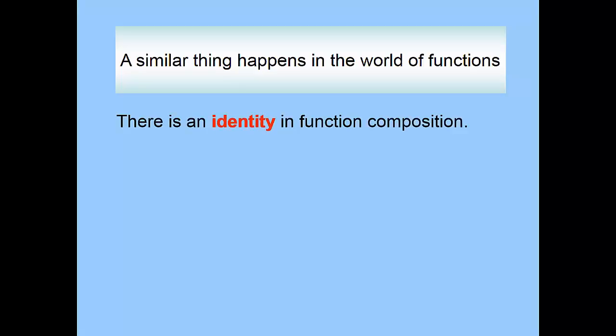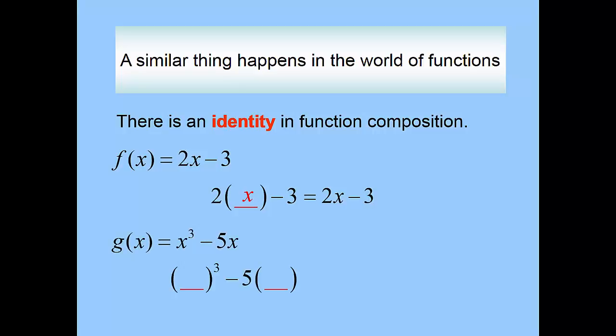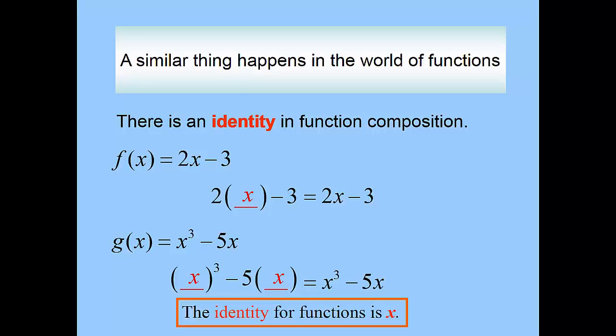Now, in functions, we have a very similar idea. There is such a thing as an identity. It's not so hard to figure out once you see it happening. If we take this function, what could we substitute for x and come out with the function we started with? Well, whatever that is, it's called the identity. And it's just an x. Here's another function. What do you put in place of the x and come out with the function you started with? Well, that would be an x squared. And so the identity in the world of functions is x.